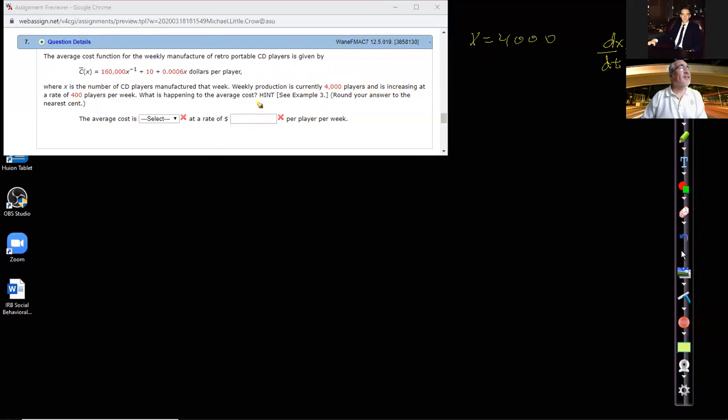What is happening to the average cost? So think of the average cost as, we could just think of it as y, if you'd like. Sometimes it's easier to just think of the formula. This is our average cost that we're looking for: 160,000 x to the minus 1 plus 10 plus 0.123 x. Okay.